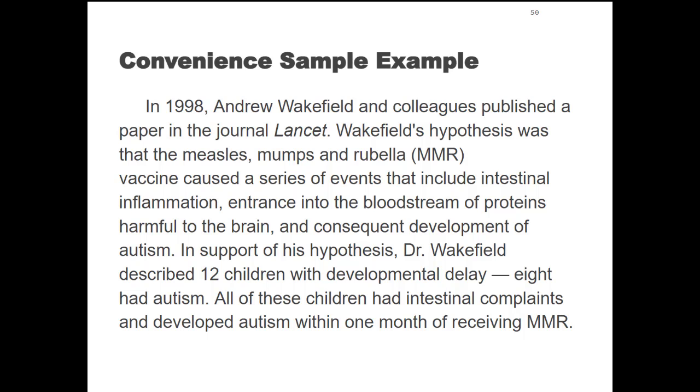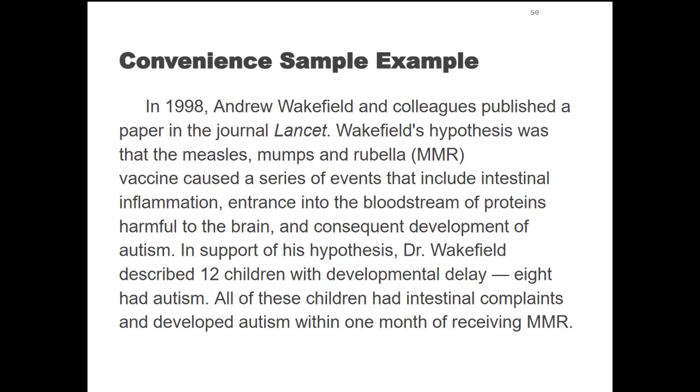So in 1998, Andrew Wakefield and colleagues published a paper in the journal Lancet. Now, Lancet is a very famous, very well-known and reputable journal. Wakefield's hypothesis was that the measles, mumps, and rubella MMR vaccine caused a series of events that included intestinal inflammation, entrance into the bloodstream of proteins harmful to the brain, and consequent development of autism. In support of this hypothesis, Dr. Wakefield described 12 children with developmental delay. 8 had autism. All of these children had intestinal complaints and developed autism within 1 month of receiving the MMR vaccine.